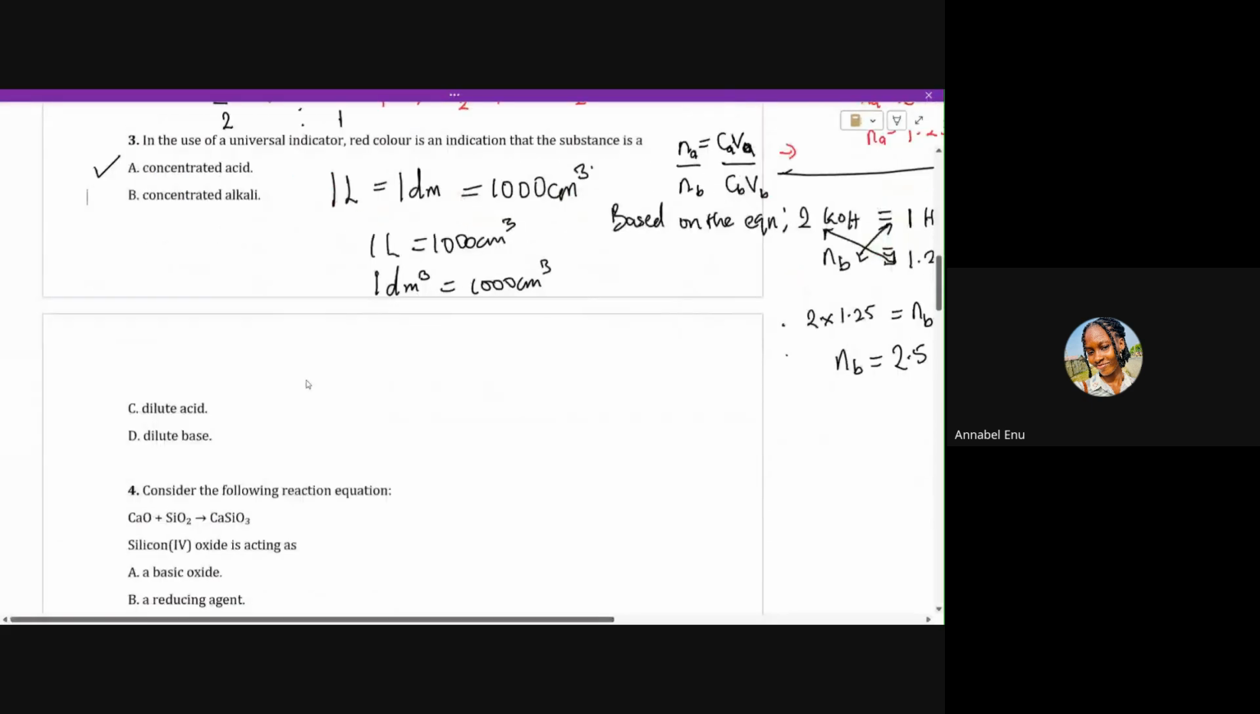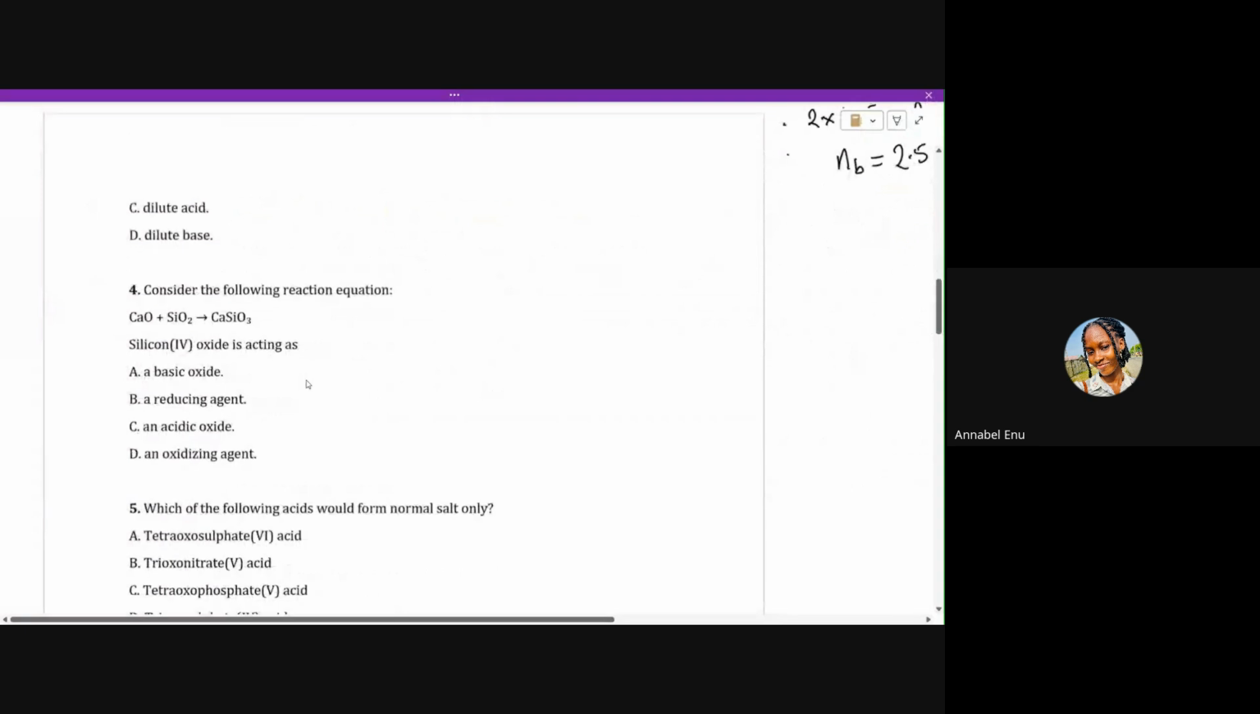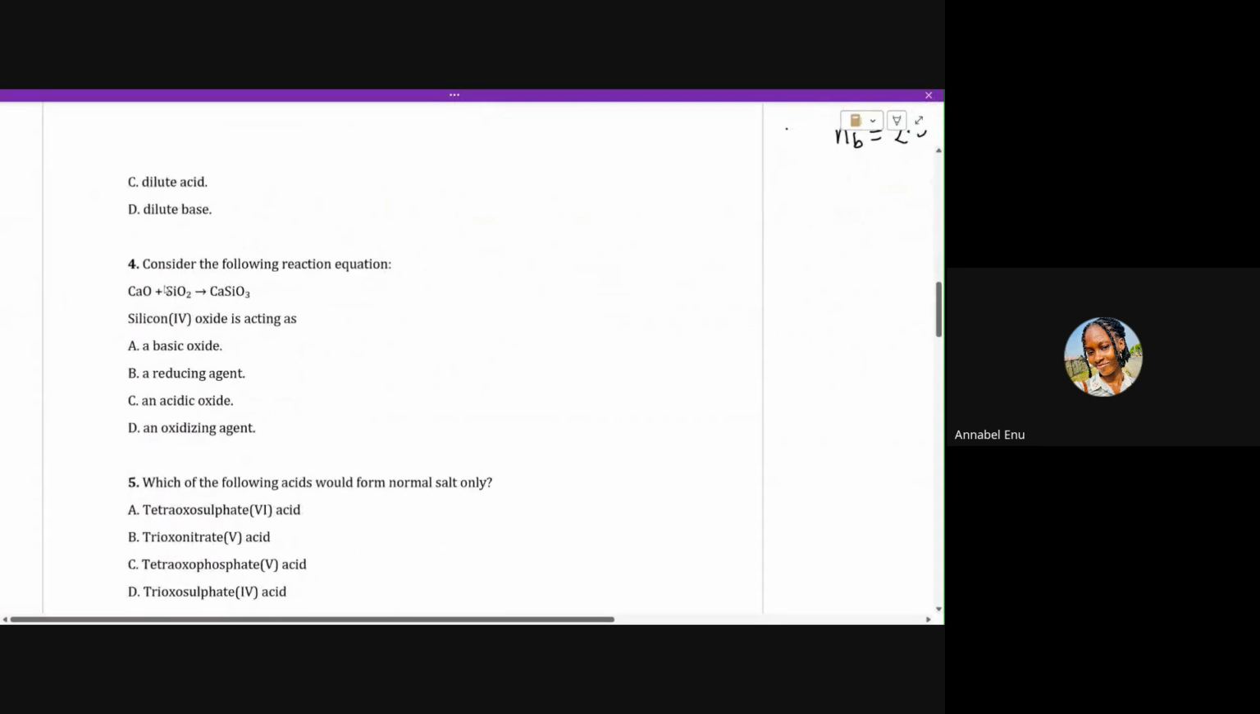Now the next question says, consider the following reaction. Silicon 4 oxide is acting as what?